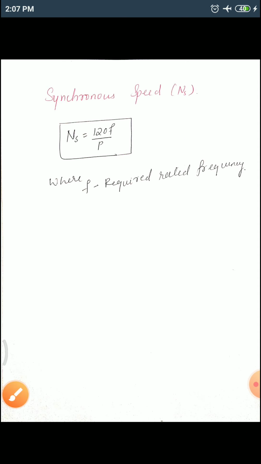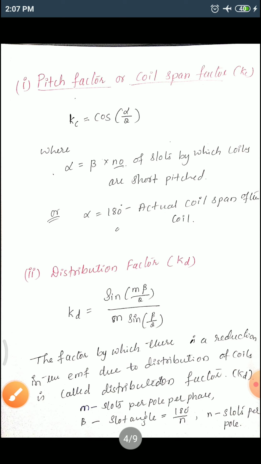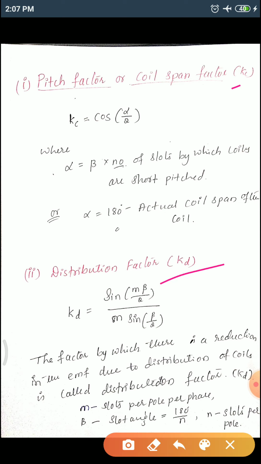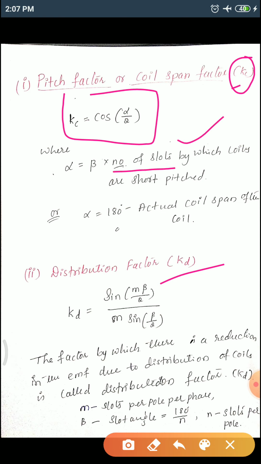Now we'll discuss the pitch factor, Kc, and the distribution factor, Kd. We are just going to define them, and then we'll deal with the EMF equation. Kc is the pitch factor, or you can call it the coil span factor, defined as Kc is equal to cos alpha by 2, where alpha is beta into the number of slots by which the coils are short pitched.